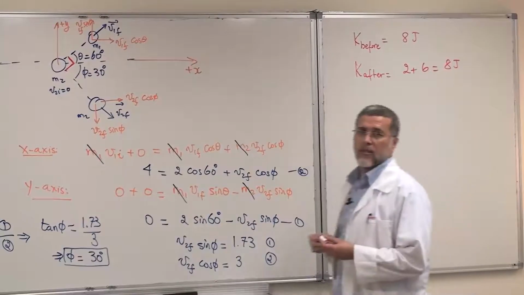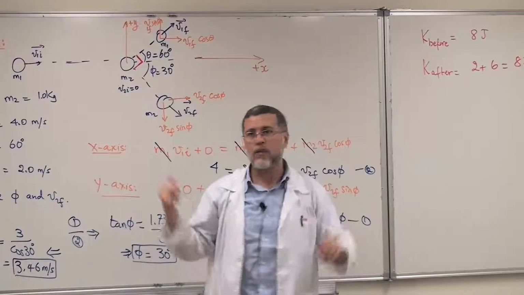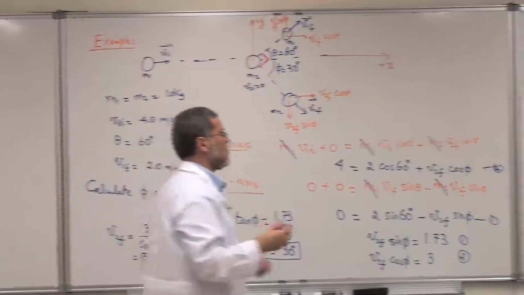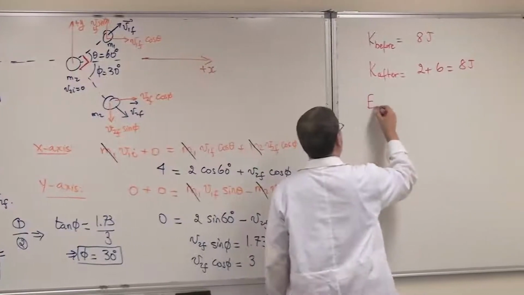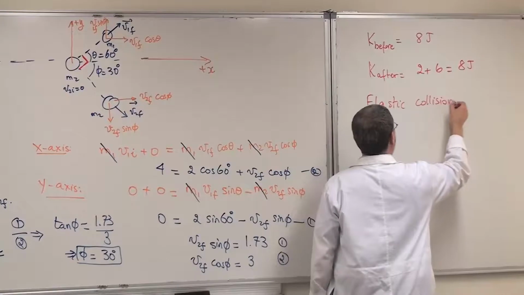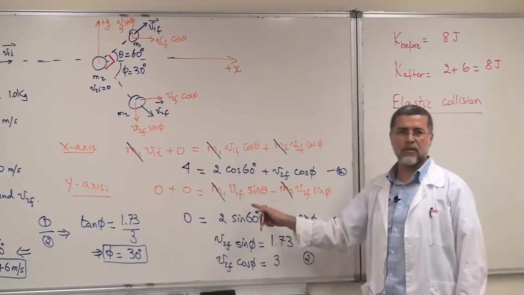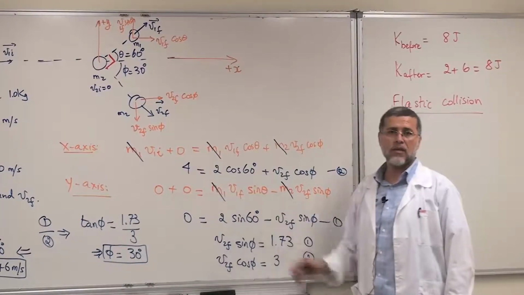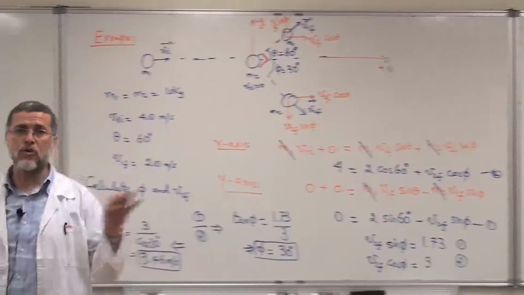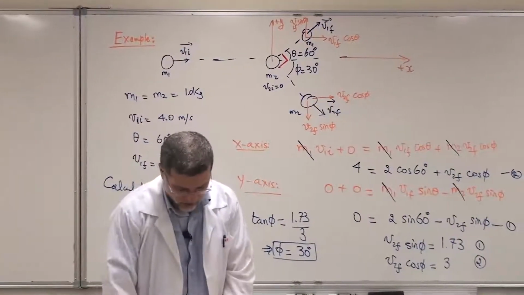Again, a very important result. The kinetic energy before and after are the same. So this problem is actually an elastic collision. Both kinetic energy and momentum are conserved. We used momentum conservation because there are no external forces. This is frictionless. The floor where the collision happens is frictionless. Okay, so this is an important example.